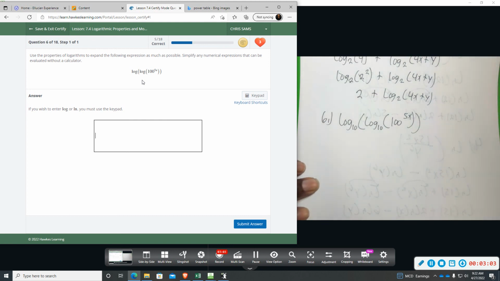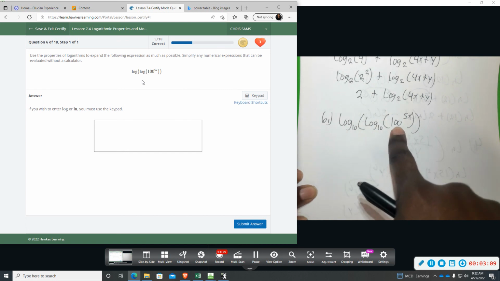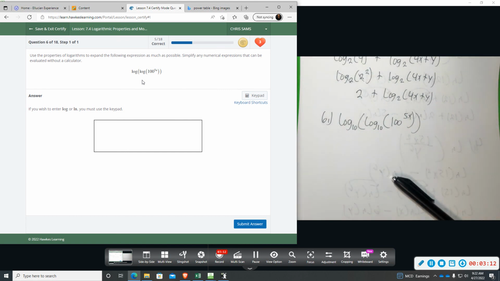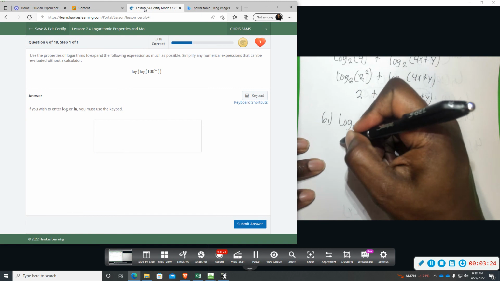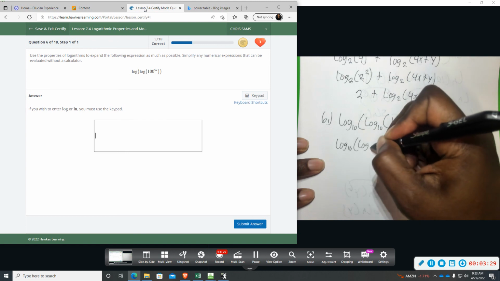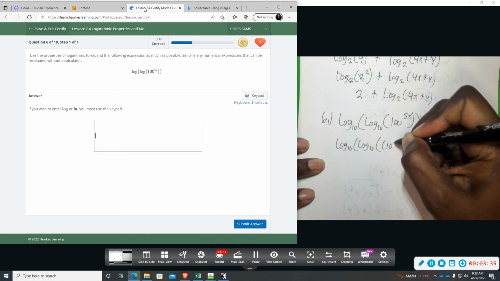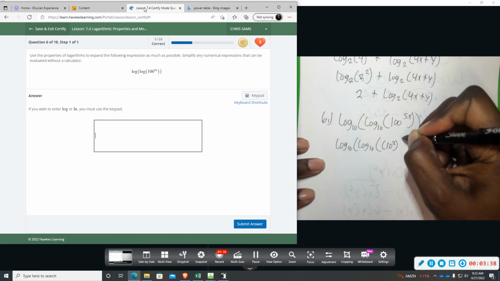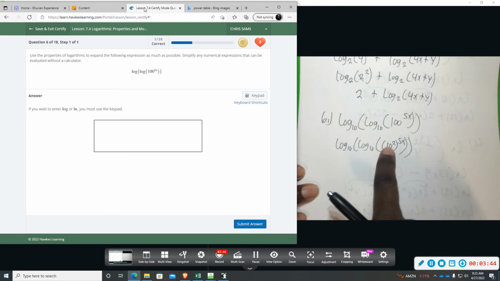Okay, so you got to start inside and work your way out. So since I have a base 10, I'm going to try to rewrite 100 with a base 10 because I want to cancel out one of these logs if possible. Use your power table. Base 10, you can go 10 squared. 10 to the second is equal to 100. So I'm going to rewrite log base 10, log base 10, and then inside this is going to be 10 squared, and it's still raised to the 5x power. So I just added an extra parentheses around that.